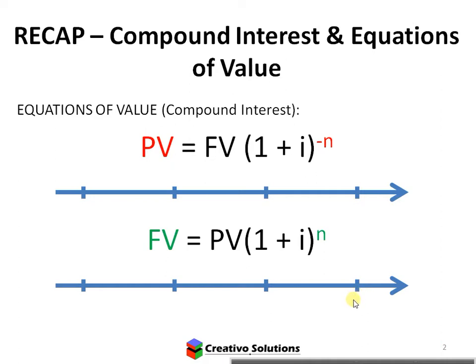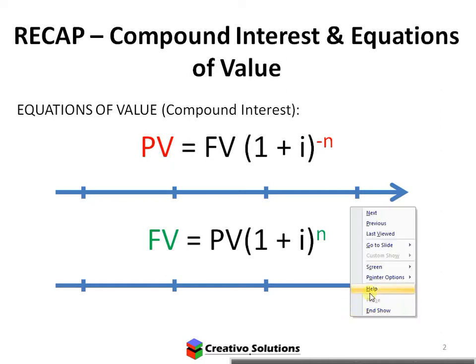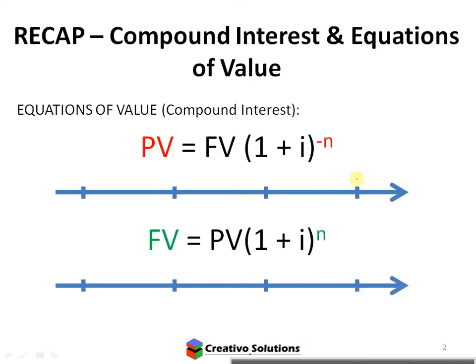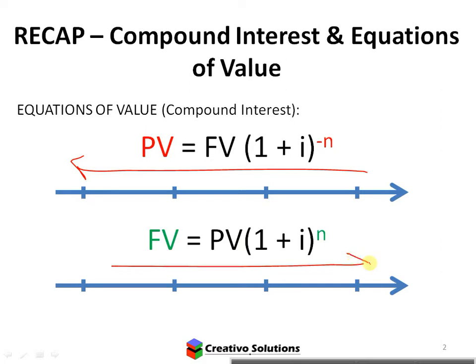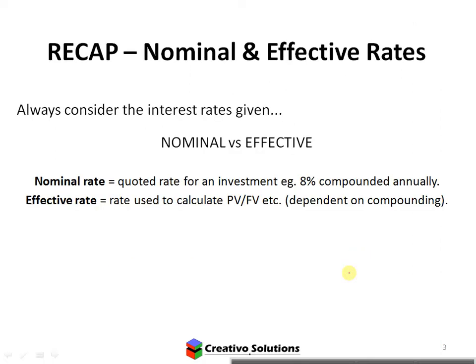If I'm working out PV, am I going backwards or forwards? Correct, so this is moving in that direction. If it's future value, it's moving in that direction. Right, so what's the difference between a nominal and effective rate?